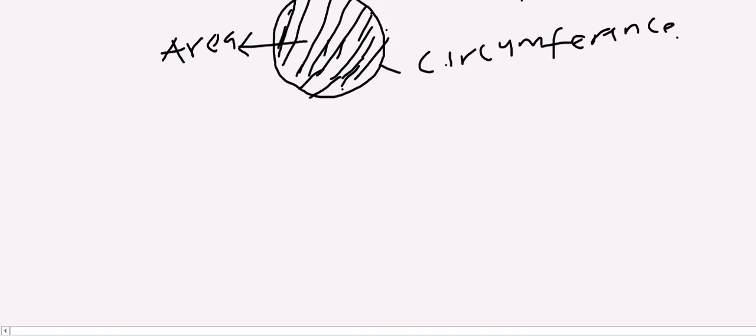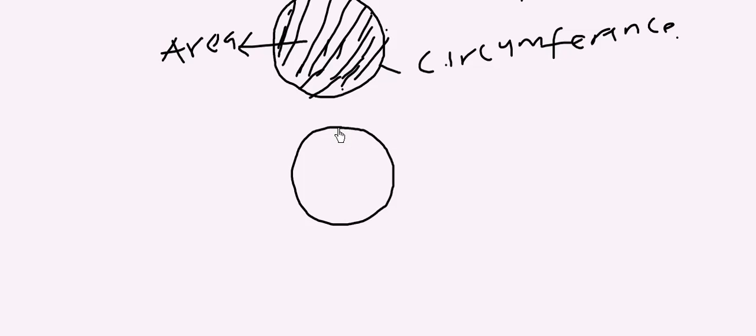So if I have a circle, a line drawn from the center of the circle to any part of the circumference is called the radius. This is the radius, and this is the radius. So the line drawn from the center of the circle to any part of the circle is called the radius of the circle.